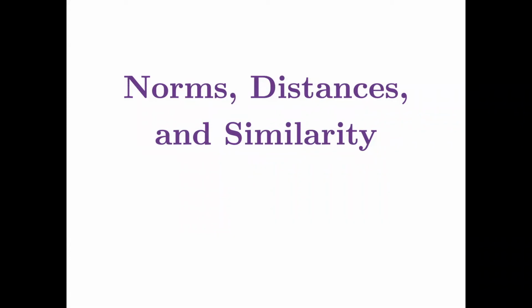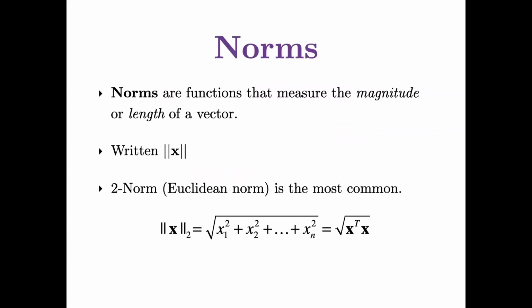Welcome back. Let's talk about norms, distances, and similarities. A norm is any function that measures the magnitude or length of a vector. It's typically written with this notation with 2 bars on either side of the vector.